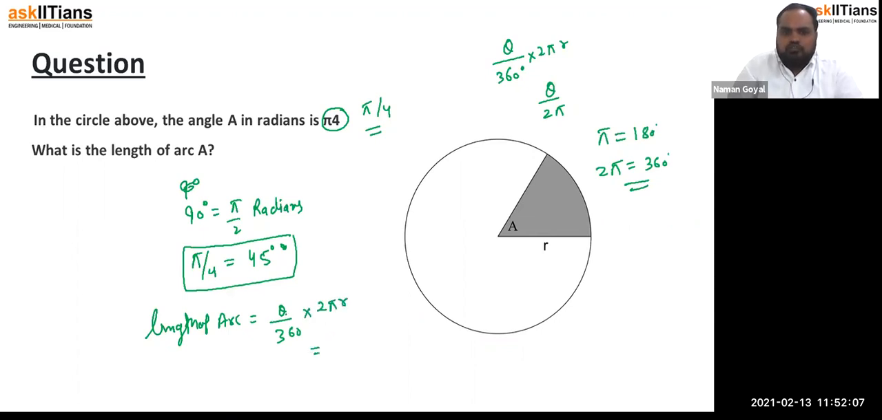Okay, so theta is what? 45 degree upon 360 degree into 2 pi r. Now 8 will cancel out, 2 will be cancelled out by 4 times, so what do we get? Pi r by 4. So this is our answer. Okay, this is our required answer.